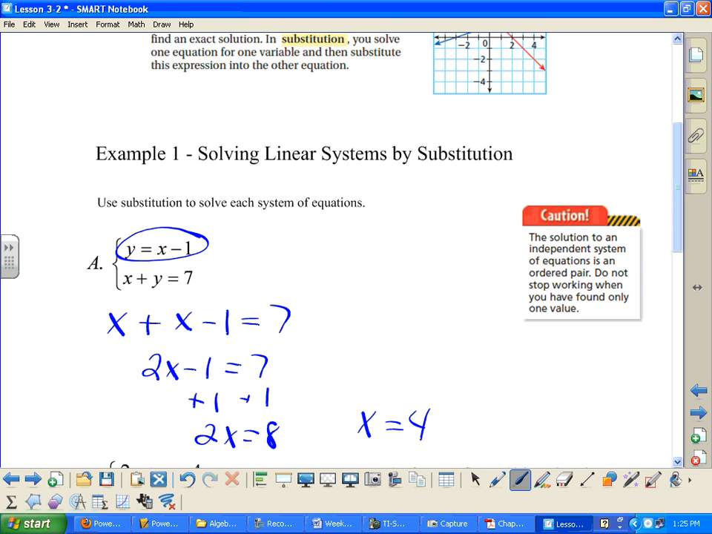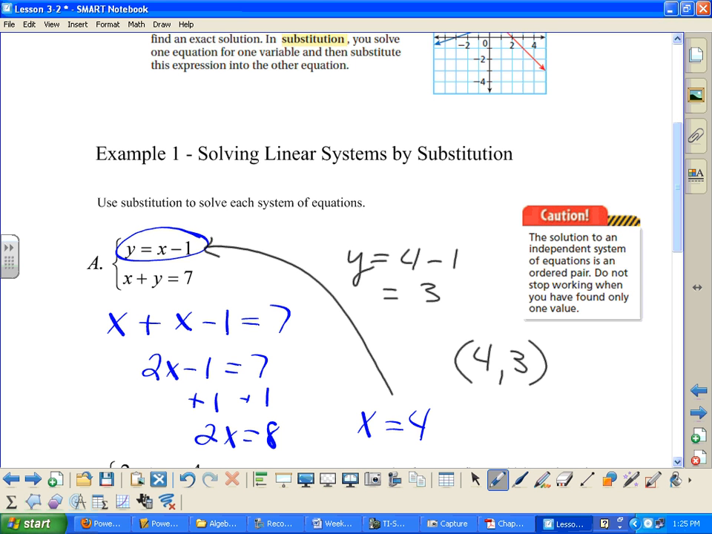So we get x equals 4. Okay? Well, since we're solving a system of equations, we're looking for the point where they intersect. This gives me the x-coordinate. Now I need to find the y-coordinate. So I'm going to take that x equals 4 and put it in here for x to find the value of y. So my answer then is going to be the point (4, 3). So if I graph both of these lines, they would intersect at the point (4, 3).